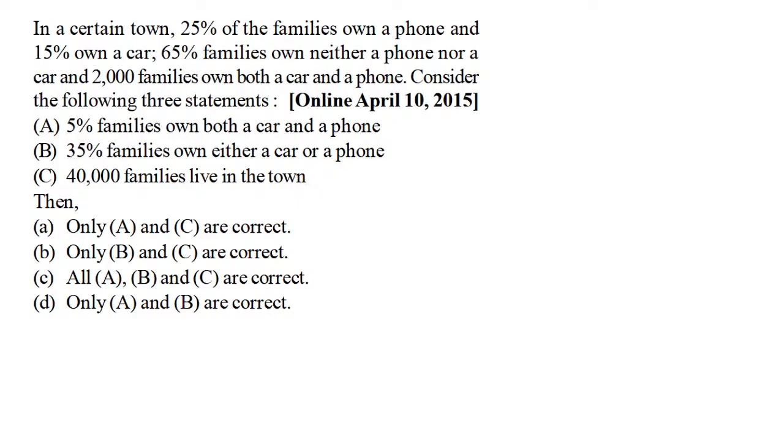In a certain town, 25% of families own a phone and 15% own a car. 65% of families own neither a phone nor a car, and 2000 families own both a phone and a car. Yeah. Consider these following statements and you have to tell which of these are true or correct.